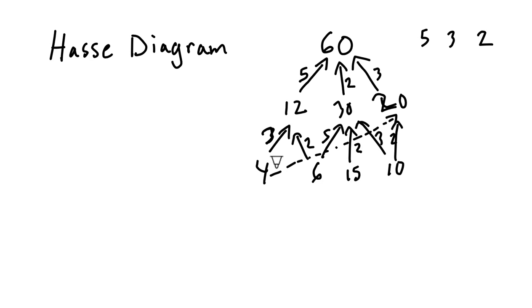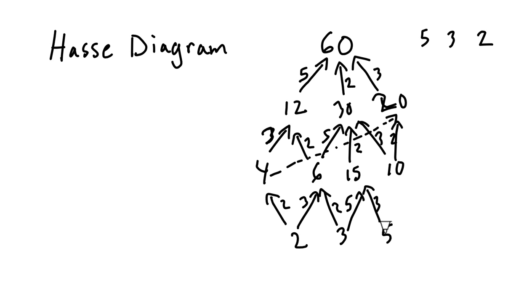Now we go to the next one, and we think, okay, factors of 4. We can only divide by 2. So let's divide by 2, and we'll get 2. Okay, 6 we can divide by 3. And we can also divide by 2 to get 3. 15 we can divide by 5. And we can divide by 3 to get 5.